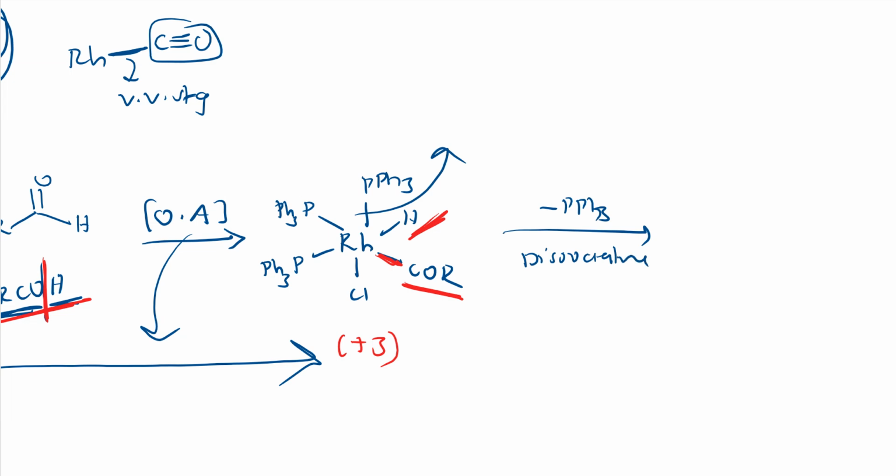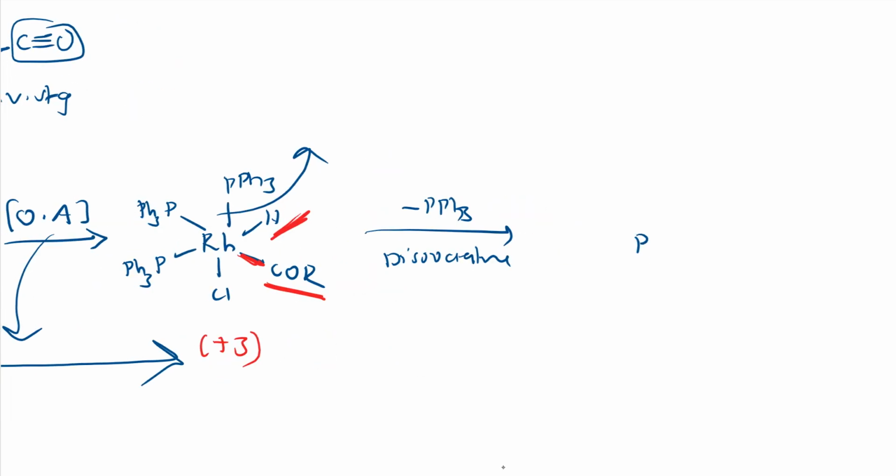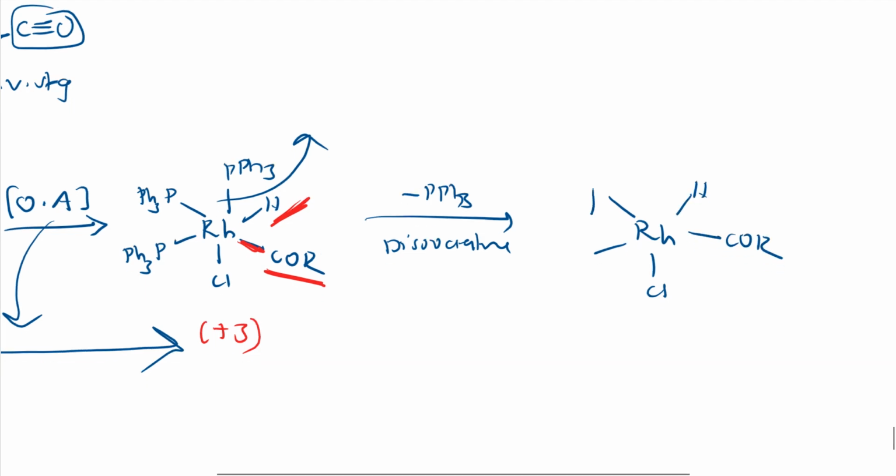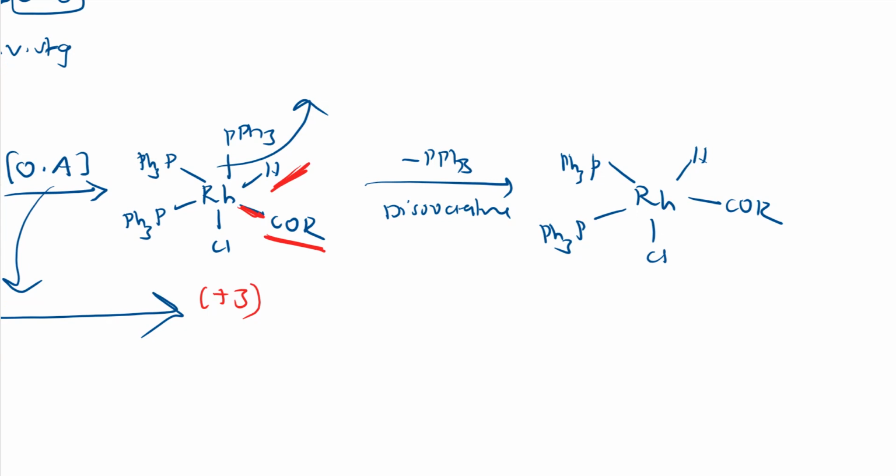So I will get this compound here, PPh3, PPh3, and here chlorine is there. Here hydrogen and here COR, and PPh3. So one PPh3 left the system. Here if you count, it has got 16 electrons.